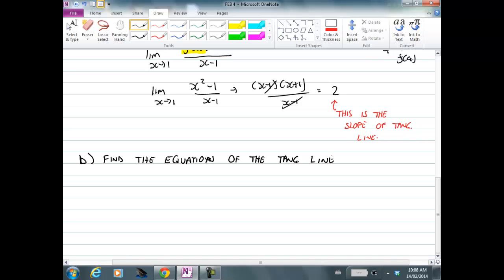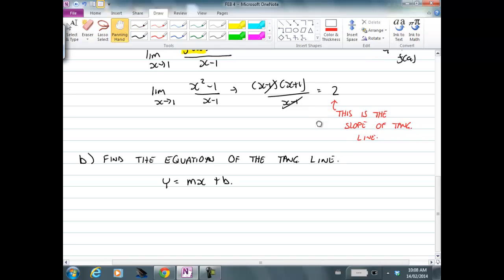So I know my slope is 2 already. Why? I just showed you why. So now I want the equation. And this goes back to grade 10 also. In grade 10, you were taught the general formula for a line. Gravir, remember the formula for a line? Y equals to what? Mx plus b. Okay.